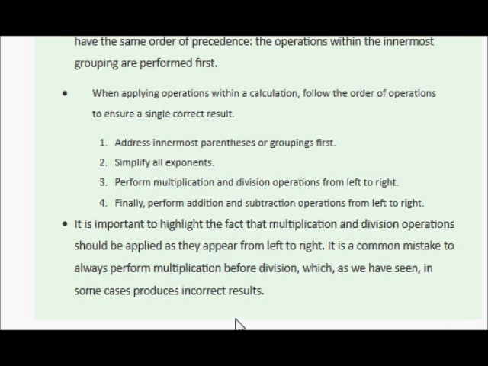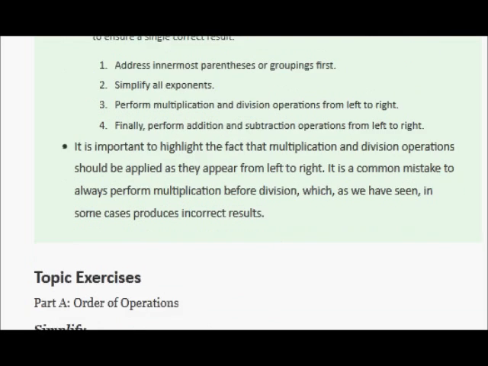Okay? Don't do multiplication before division. Don't do addition before subtraction. You're going to do left to right, okay? I can't emphasize that enough.